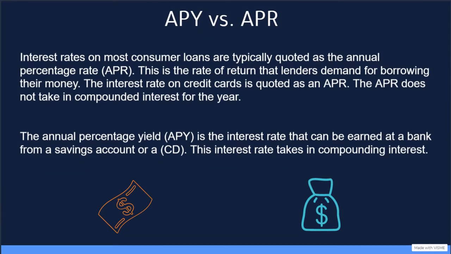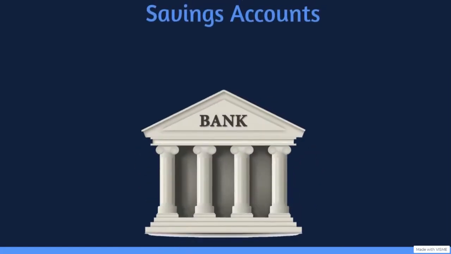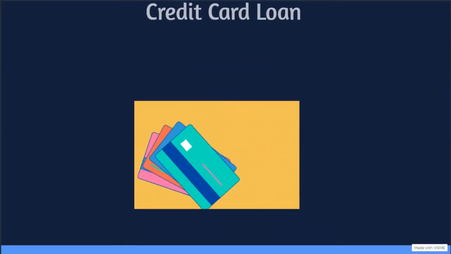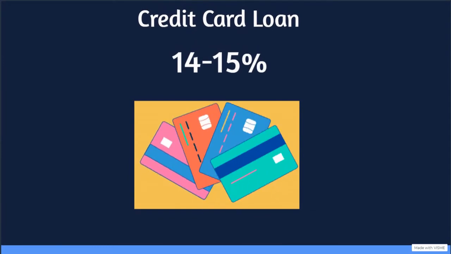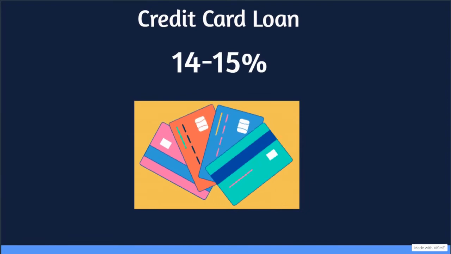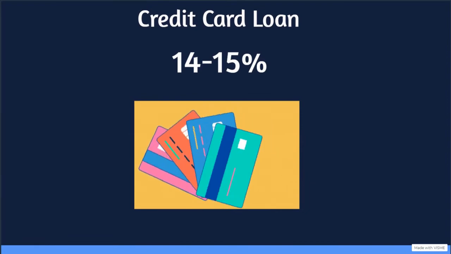The annual percentage yield, or APY, is the interest rate that can be earned at a bank from a savings account or a CD. This interest rate takes in compounding interest. The average APY for a savings account is around 0.06%. However, you can easily find accounts which offer a way higher APY. The average APR for a credit card loan is around 14 to 15%, but this percent can easily vary depending on your credit score, so don't get worried.